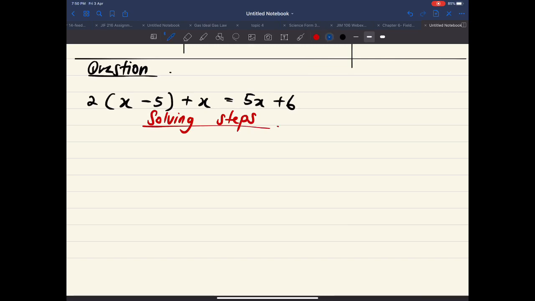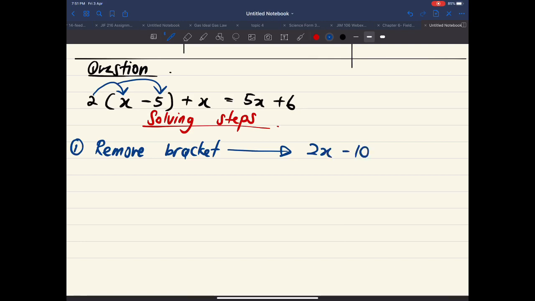The first one, you remove the brackets. Okay, you remove the brackets. So once you remove the brackets, which means you have to expand this, it becomes 2x minus 10 plus x equals to 5x plus 6.